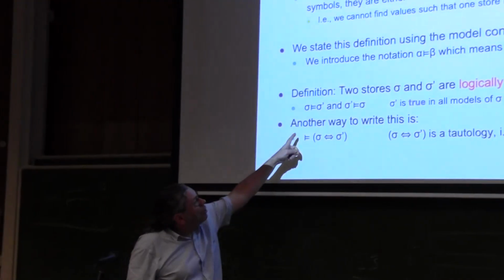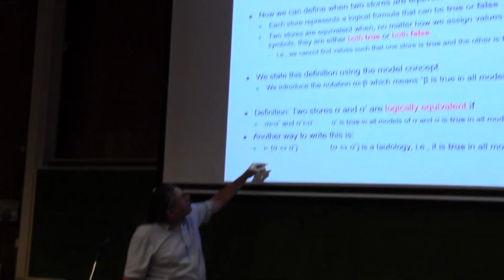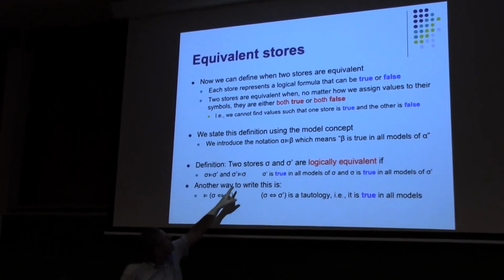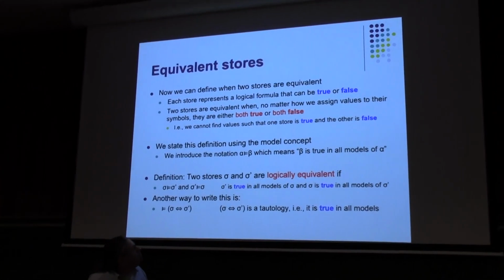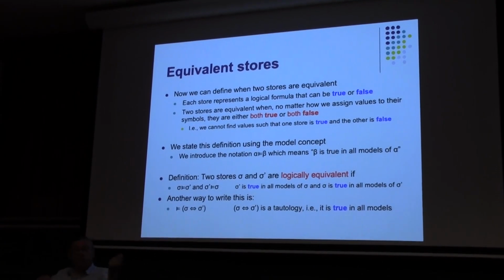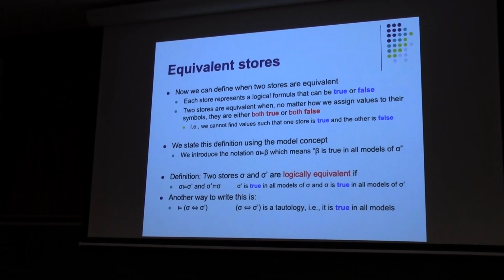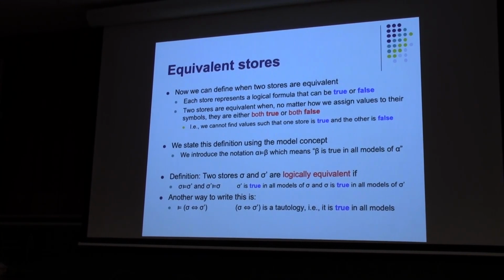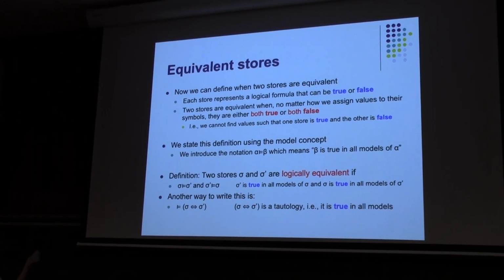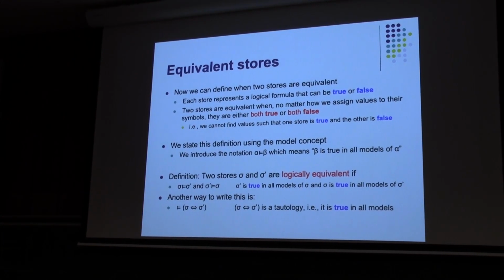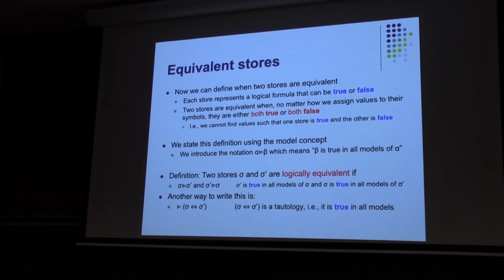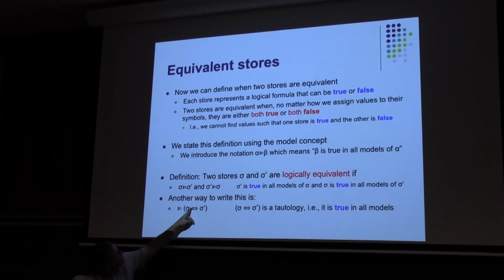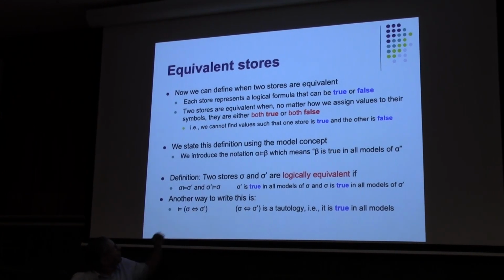So 2 stores are logically equivalent if sigma prime is true in all the models of sigma, and sigma is true in all the models of sigma prime. So if one of them is true, the other one is true. If one of them is false, the other one will be false. So they're equivalent. They're both true at the same time, or if they're not, then they're both false at the same time. You can also write it slightly differently here using this equivalence operator.